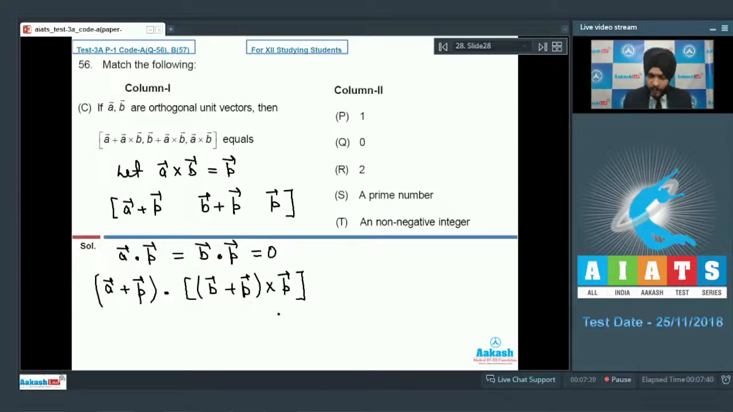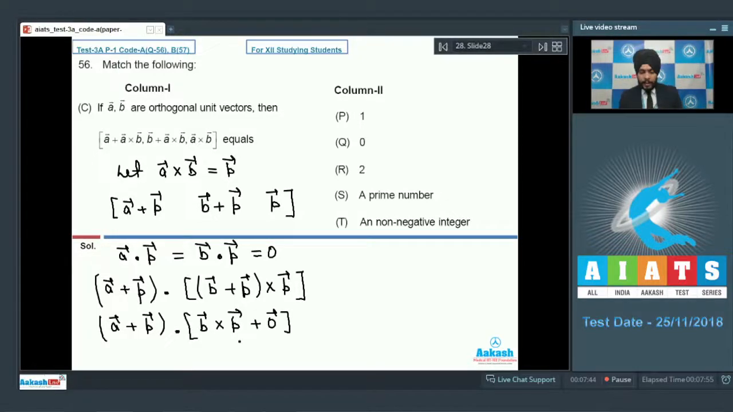So this is A dot B cross C, which becomes A vector plus P vector dot with B cross P, plus 0 vector, because P cross P will be 0 vector. Now A dot B cross P will be the first term, plus the second term will be 0, because P dot B cross P is always 0. So this is the answer.